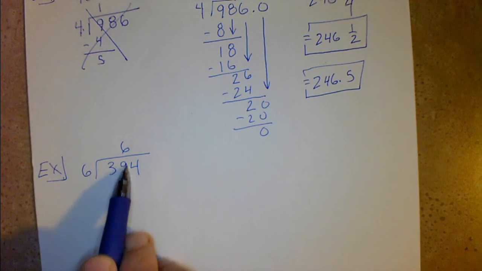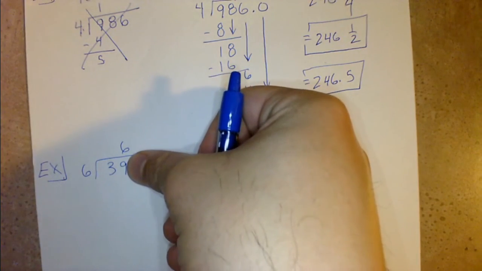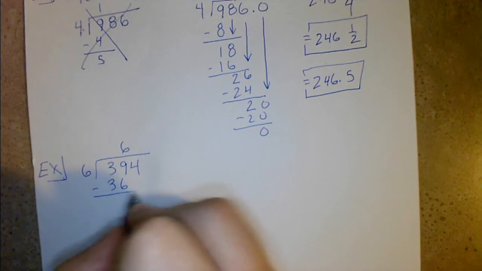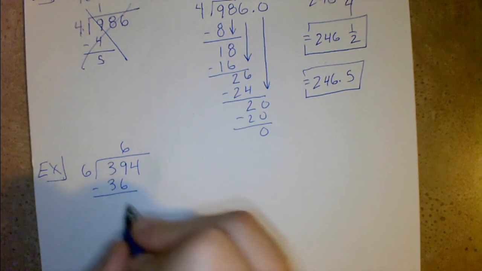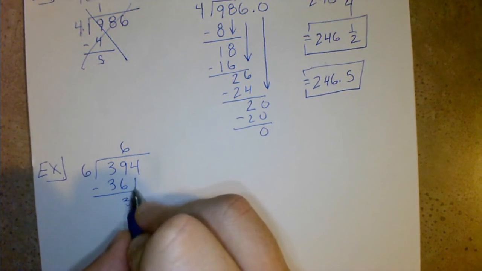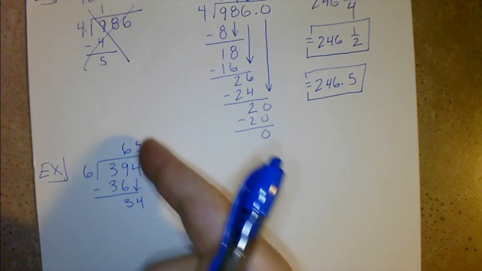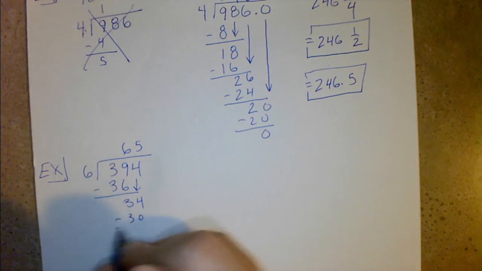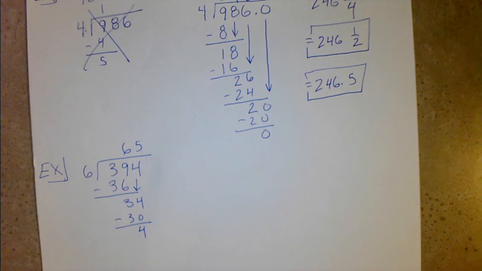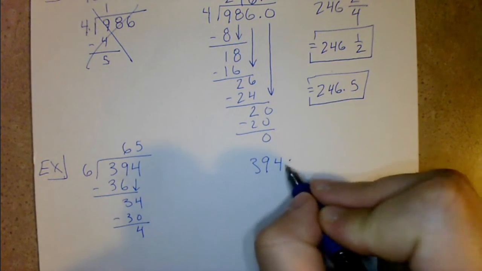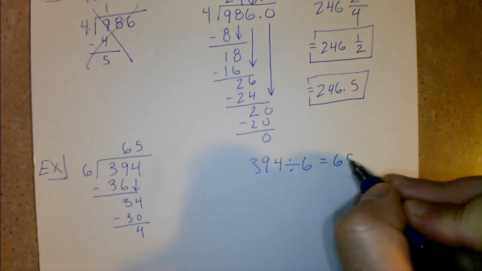6 does go into 39 6 times, and so I'm going to put that 6 above the 39. 6 times 6 is 36. Subtract, and 39 minus 36 is 3. Bring down the 4. 6 goes into 34, not 6 times, because that's 36. That's too big. And so that's going to be 5 times. 5 times 6 is 30. Subtract, and I get 4. So one way that I could write my answer is 394 divided by 6 equals 65, remainder 4.